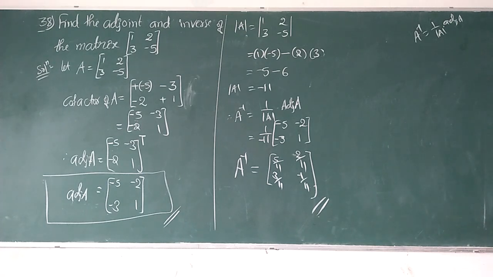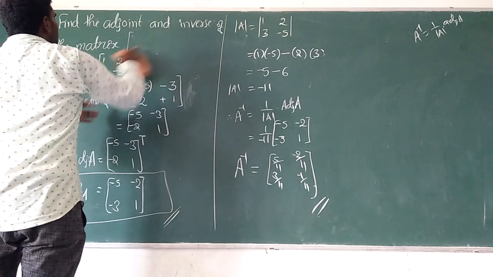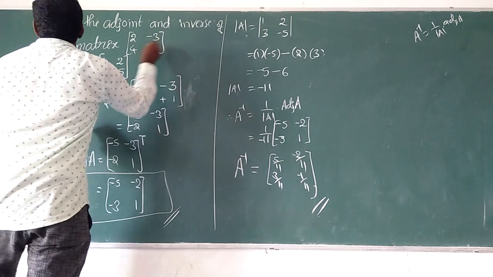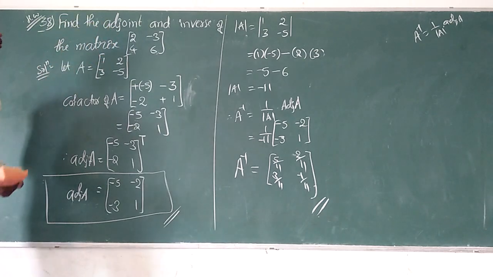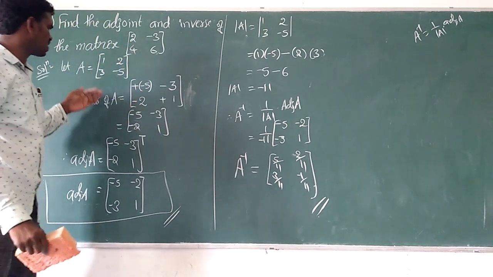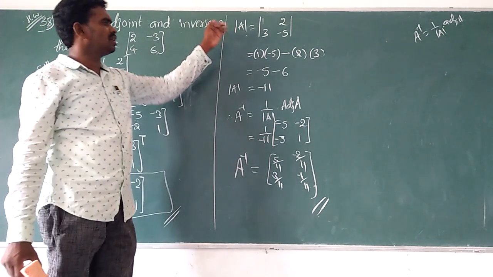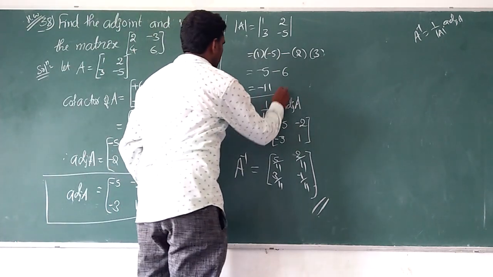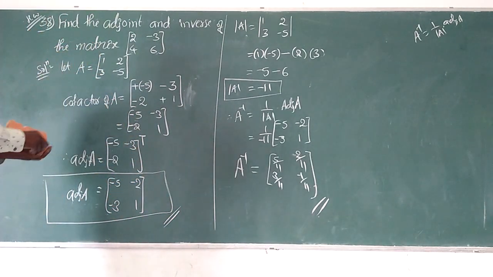Similarly, I will give you one example, one question: 2, minus 3, 4, 6. You do it. This is homework for question 38. Same process: first write the cofactor matrix and take the transpose, we get the adjoint, and find the determinant. Then write the A inverse formula and simplify the answer. Like question 37, do question 38.